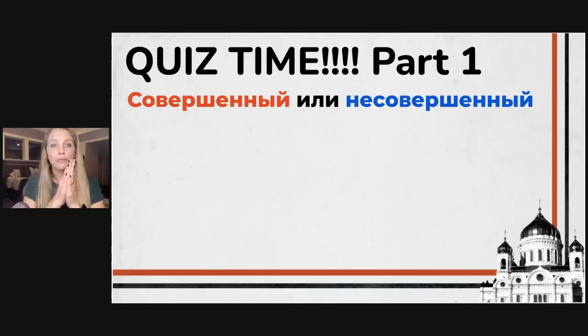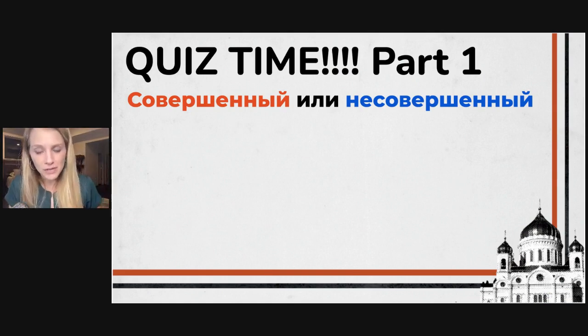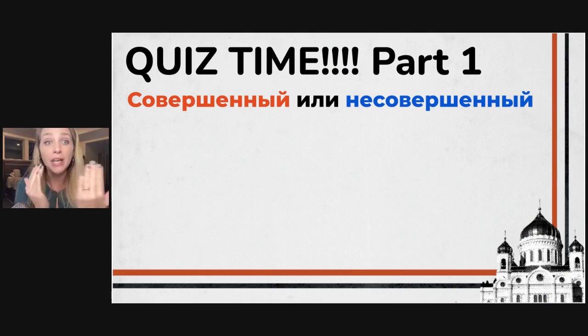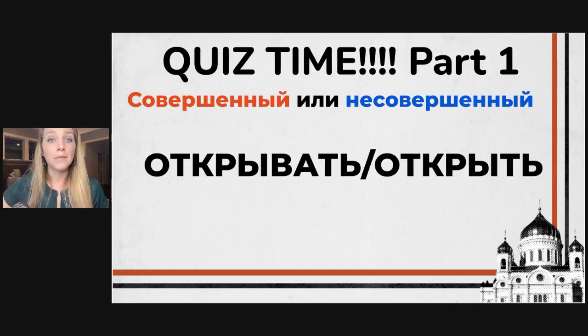Okay, so quiz time. Here we go. Part one of our quiz is you're just going to look at a partnership and determine which one is the perfective, which one is the imperfective. This is your chance to apply these strategies that I've been teaching you. Here we go. To open. Открывать, открыть. Which one is the imperfective? I'm going to come up with a little song of some sort, like Jeopardy. Okay, which one is the imperfective?